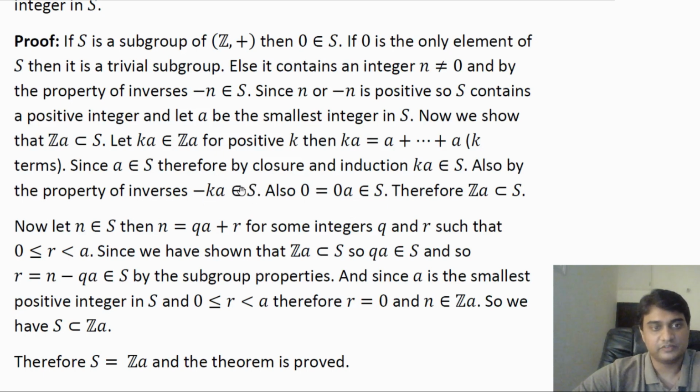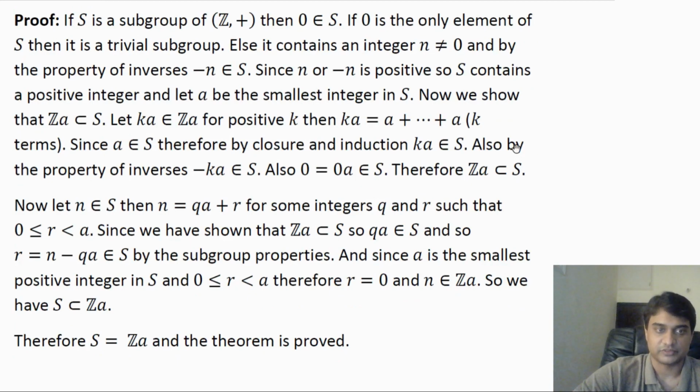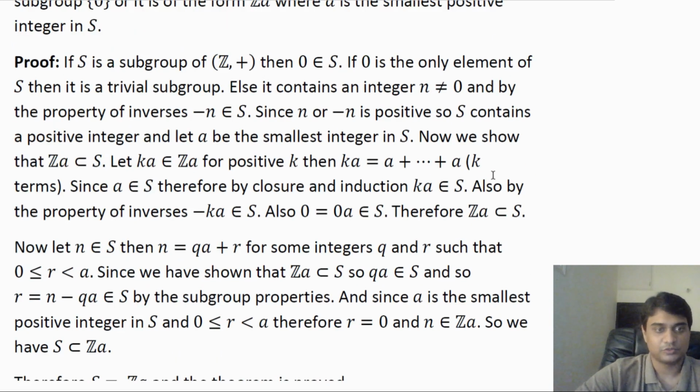And finally, we are just left with the zero integer, which is in ZA, and since 0 is 0 times A, it is in S, right? 0 is in S because S is a subgroup of Z under addition, and a subgroup contains an identity element. 0 is in S, and 0 can be written as 0 times A, right? It is an element of A. So this element of ZA is also in S. So therefore, ZA is a subset of S. So far, we have proved that ZA is a subset of S.